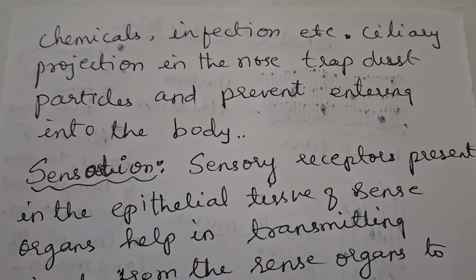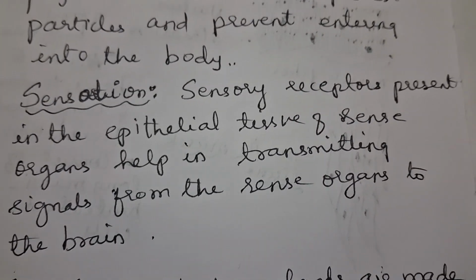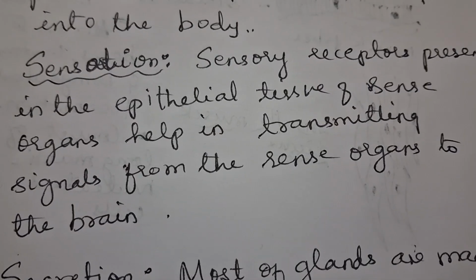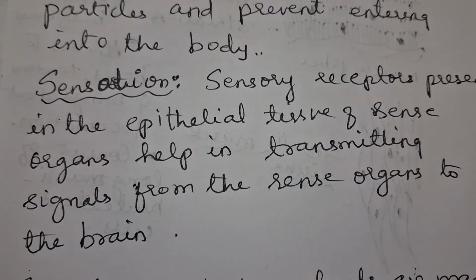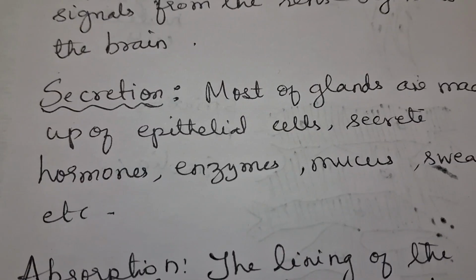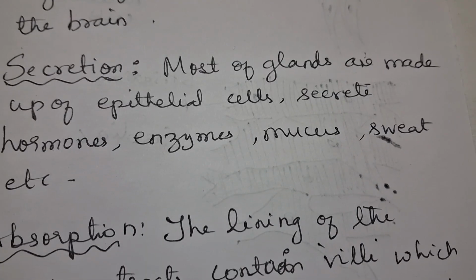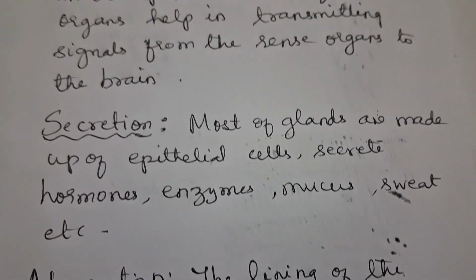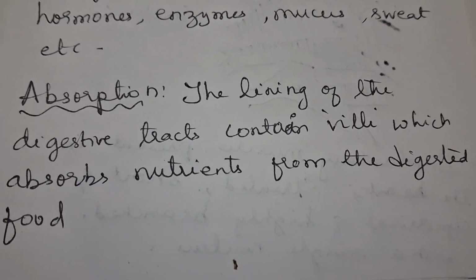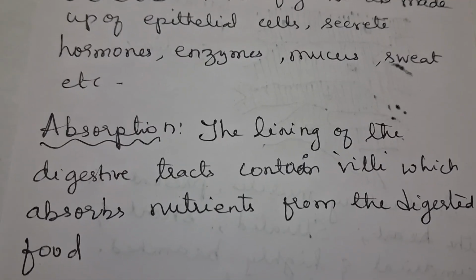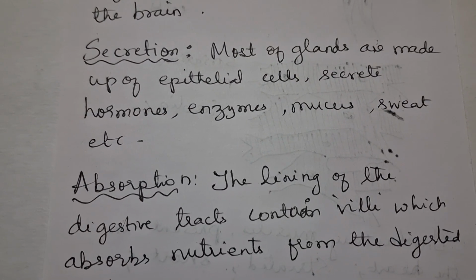The next function is sensation. Sensory receptors present in the epithelial tissue of sense organs help in transmitting signals from the sense organ to the brain. The next function is secretion. Most of the glands are made up of epithelial cells, which secrete hormones, enzymes, mucus, sweat, etc. Next is absorption. The lining of the digestive tract contains villi, which absorb nutrients from the digested food. So these are some functions of the epithelial tissue.